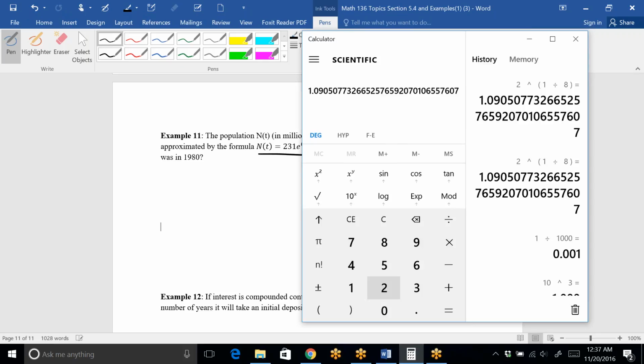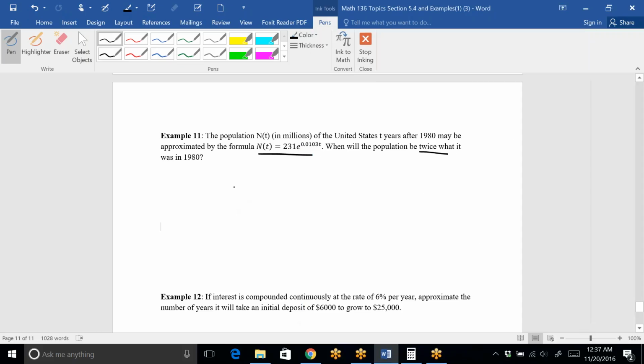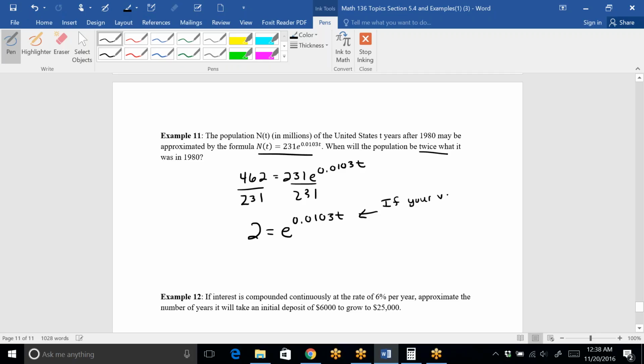So twice 1980 would be 462. If we divide this over, because we're trying to get the E by itself, that would just be 2 equals all of this. And now we're at our first time where logs are actually important. If your variable is in an exponent, a log can fix that.